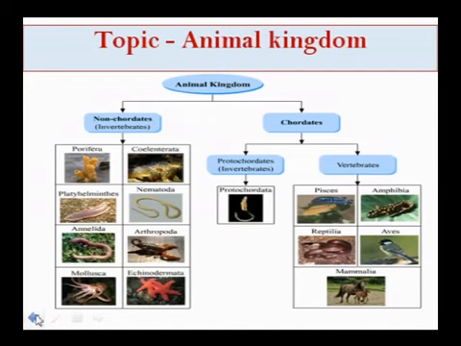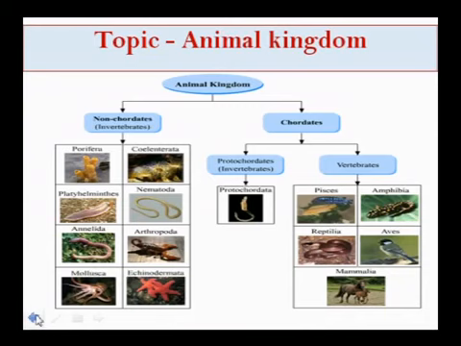Vertebrates can again be classified into two groups: some organisms which have jaws and some which do not have jaws. The organisms which do not have jaws are grouped in a division called Agnatha, and the organisms having jaws are grouped in another division called Gnathostomata. There are different classes which we will study in this chapter. In the division Agnatha, the organisms which do not have jaws, there is only one class, called Cyclostomata.